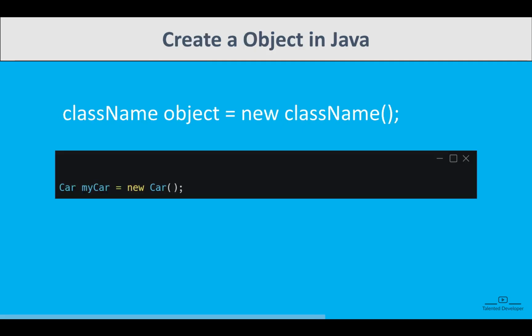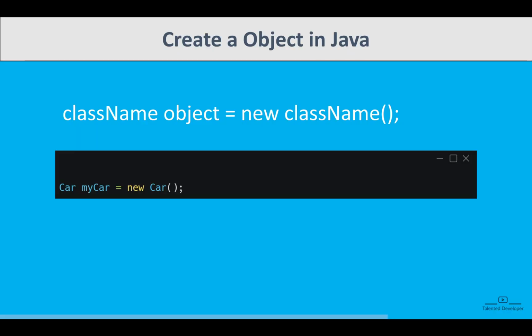To create an object, you have to use a keyword called new, and you can see the example here. First of all, you have to use the class name. After that, you can define your object name. It depends on the user. Whatever object name you want, you can define. And after that, use the new keyword, then use the class name. So using that approach, you can easily create your object.